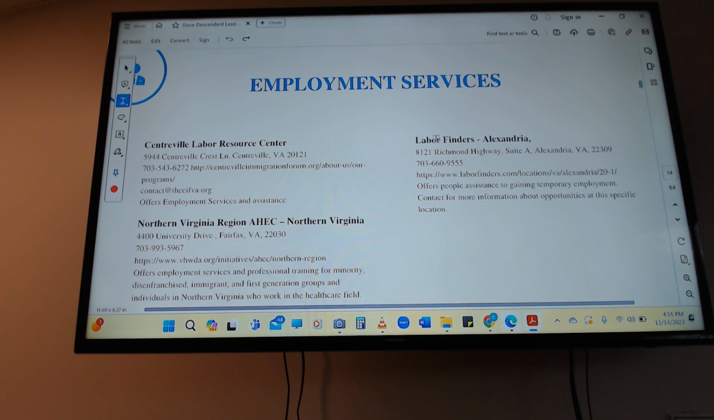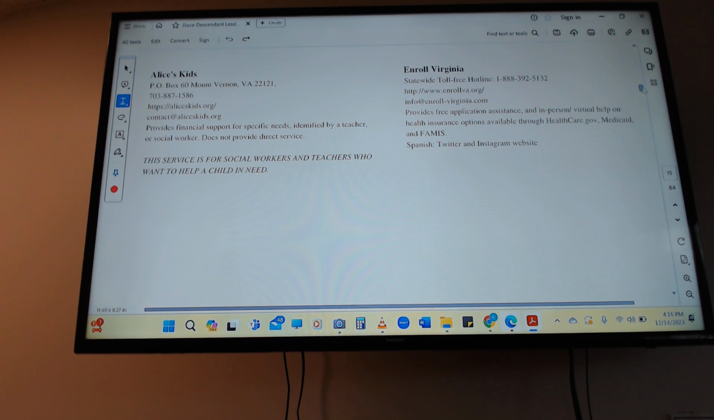Employment services. It doesn't always have to be the employment offices, other places that will help you and also help you fill out your applications and stuff. Centerville Labor Resource Center. Okay? Create your book. Let's go down some more. I'm trying to hurry up. Enroll Virginia. I don't know what that is, but it doesn't specify any particular group of people. Okay? Services for social workers, teachers who want to help children in need. All right.